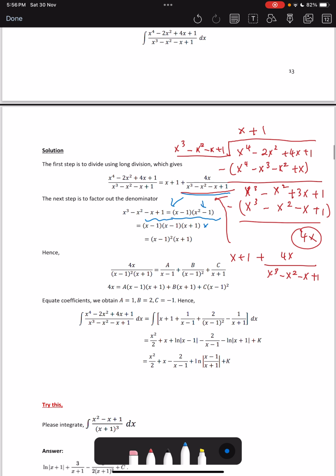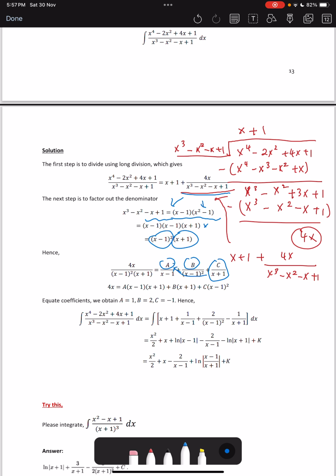Okay, so you have this part and then this part. Okay, alright, so now it's repeated. So if it's repeated, you have to do it like this: A divided by x minus 1, plus another B divided by x minus 1 to the power of 2 for this one, and then another part for x plus 1. And then you multiply them together, and so on, and then make it equivalent.